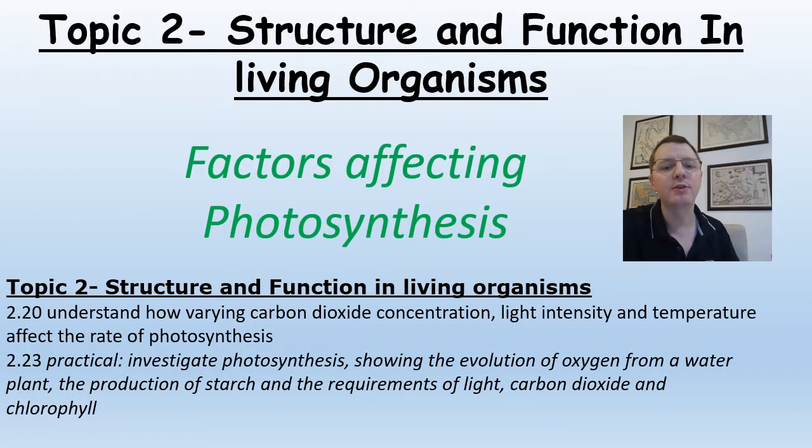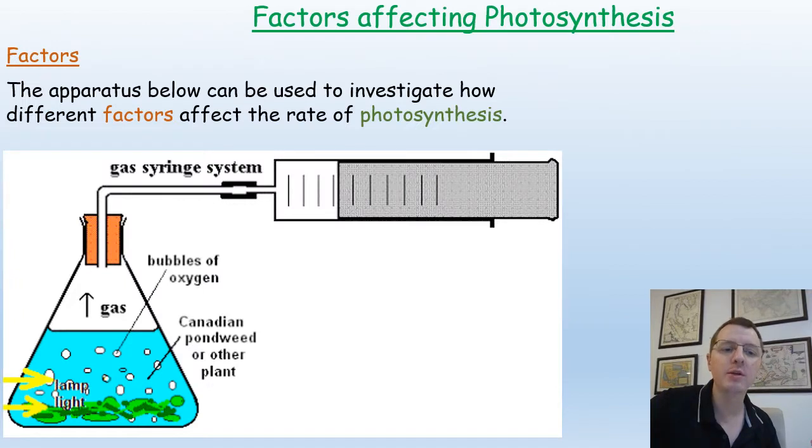So, what factors might affect the rates of photosynthesis? Well, we can use this equipment to investigate any factor that we think might affect the rate of photosynthesis, and then we can prove that it does affect the rate of photosynthesis, and then we can begin to describe and explain how that particular factor affects the rate of photosynthesis. So how can we do that?